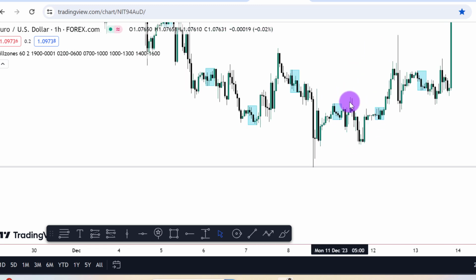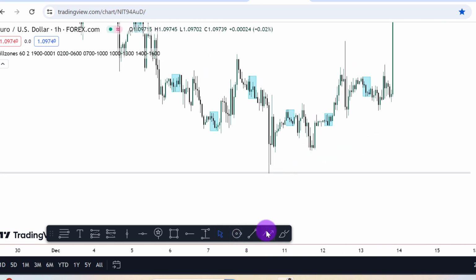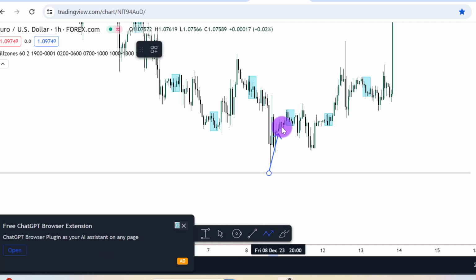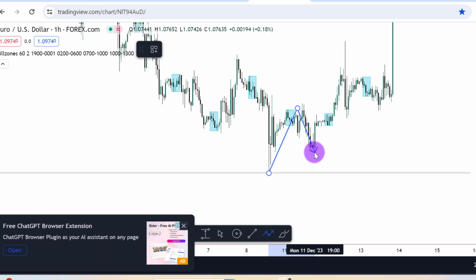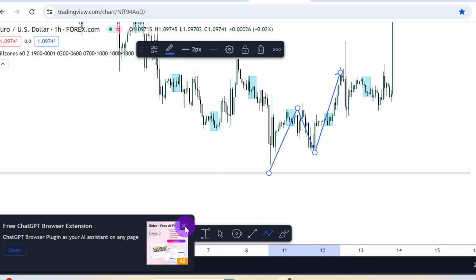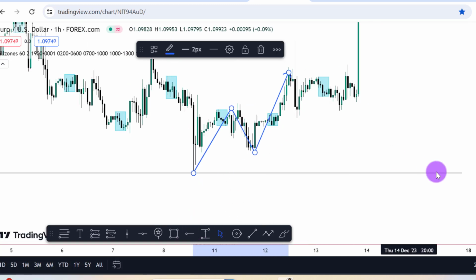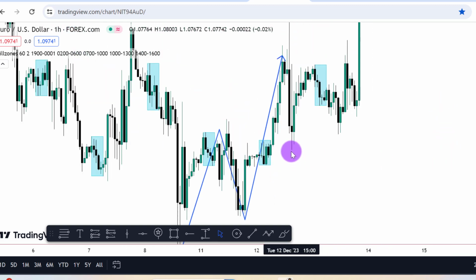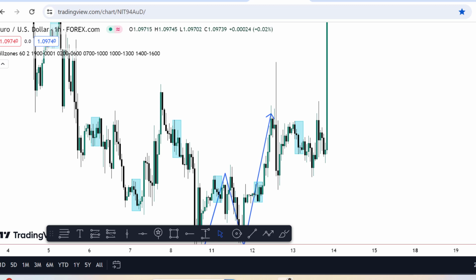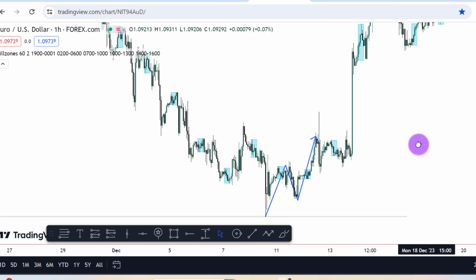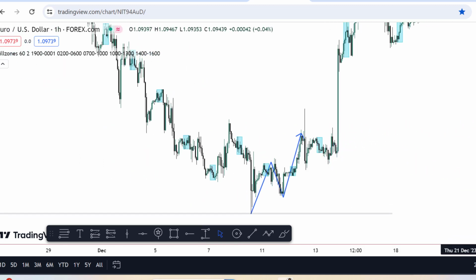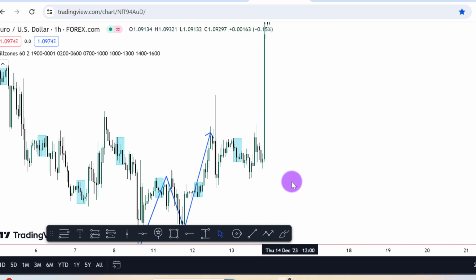When price closed above, look at what happened here. Price created a low, then price created a lower high, then a swing low, you can see, failing to break the previous low, and price created a shift of market structure. Okay, right here you have a bullish shift of market structure. That means we are going to start buying Euro USD.